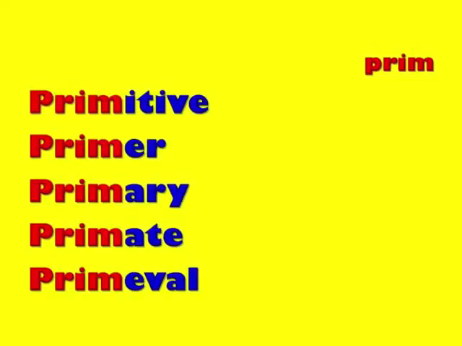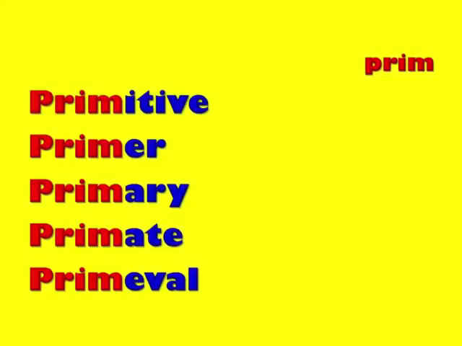Your primer is the thing that is helping you to begin something. It's basically preparing you. It's the first thing you experience before you begin doing something. For example, children in kindergarten have primers that introduce them to the alphabet. For example, an ABC book is a primer. Your primary reason is your first reason. Something primary is something that is the first thing you use to do.